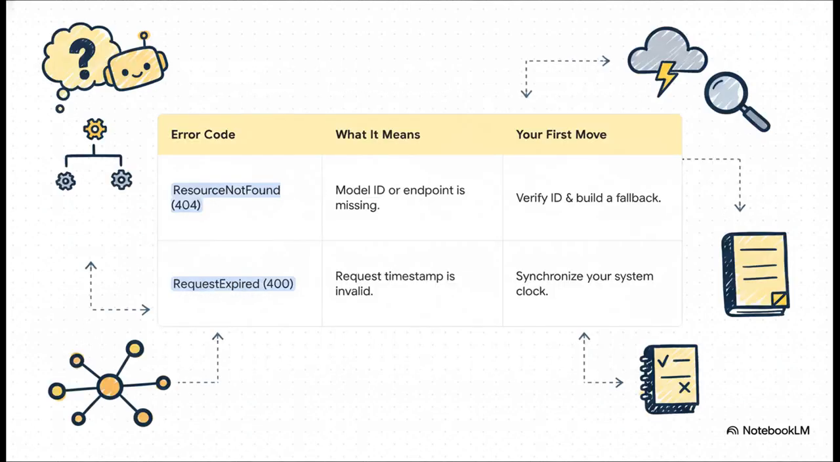Here are 2 more. ResourceNotFound. That's the classic 404 error. You're asking for something that just isn't there, like a mistyped model ID. Pro tip, build a fallback into your code just in case. Now, RequestExpired is more interesting.